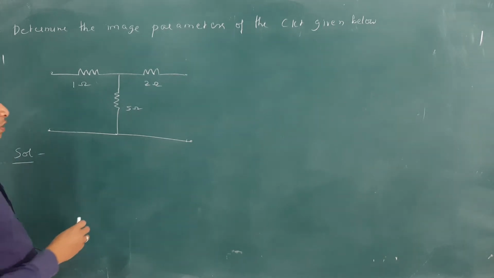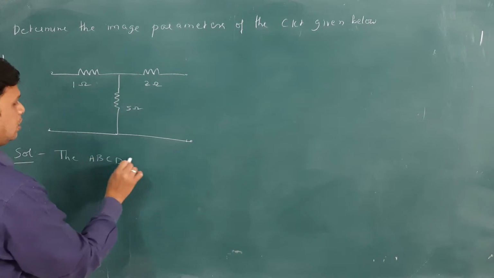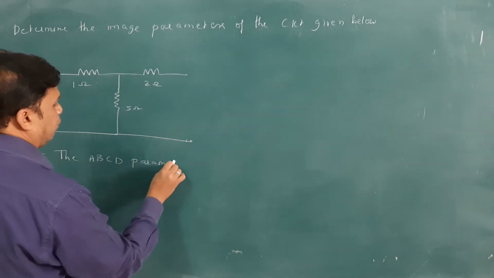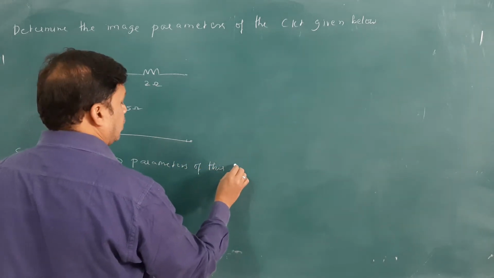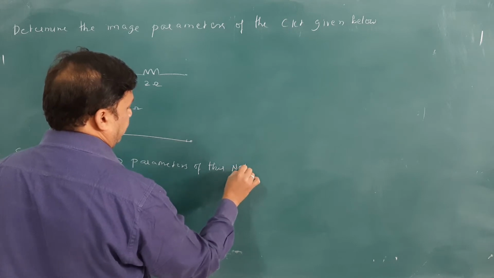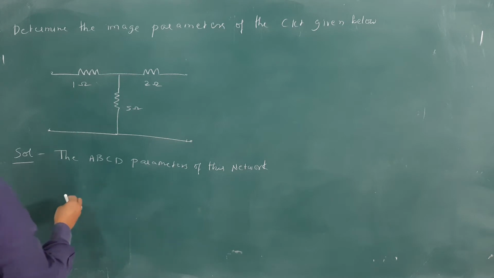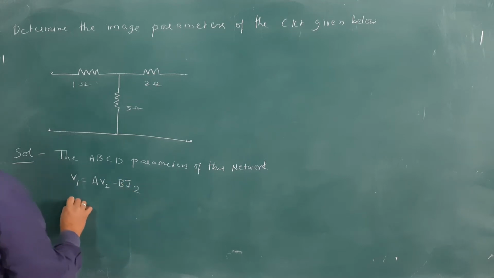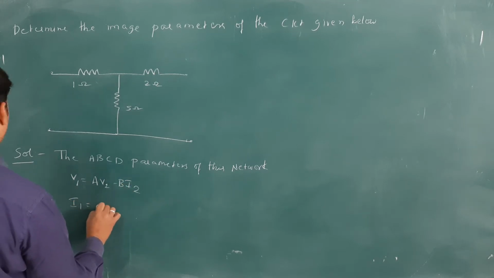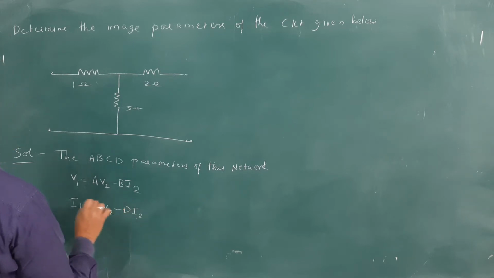Now first of all we write the ABCD parameters of this circuit or network, because it is a 2-port network. The ABCD parameters of this network are V1 = AV2 - BI2 and I1 = CV2 - DI2. These are the ABCD parameters of the circuit.